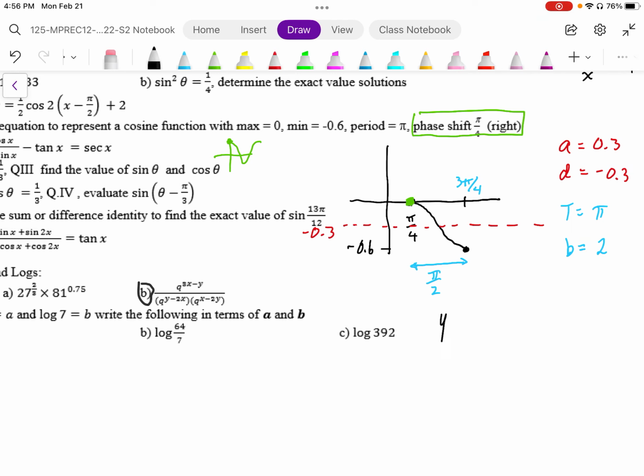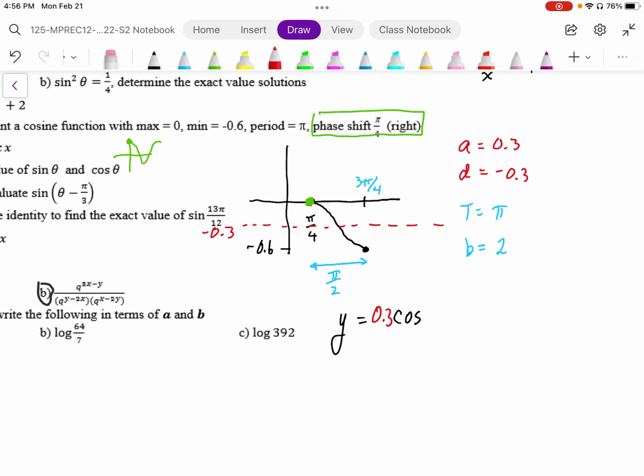So my equation for my cosine function, okay, I'm going to put in my 0.3 as my amplitude. I should have a negative 0.3 at the end for my vertical shift. That's my d value.